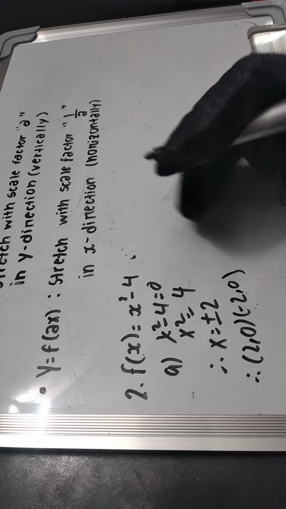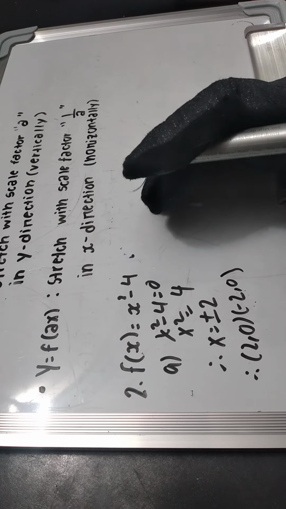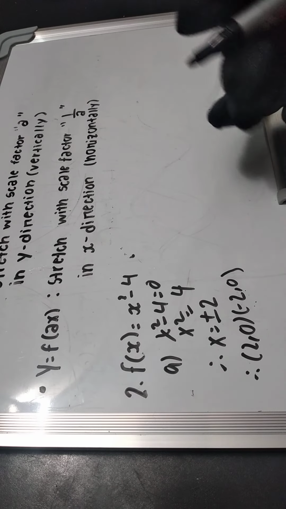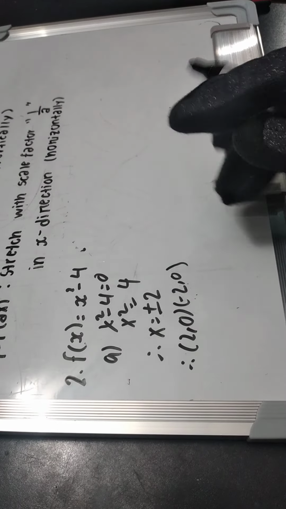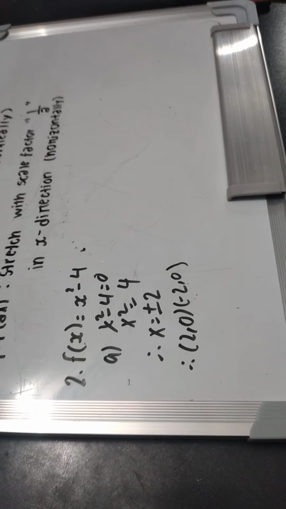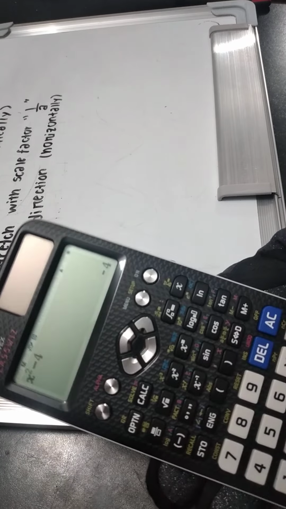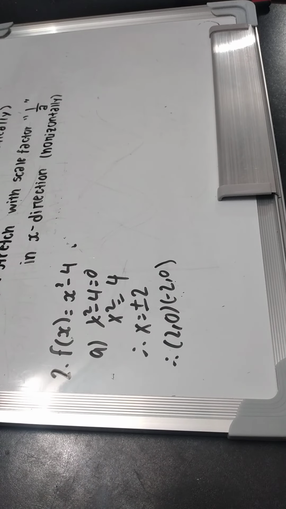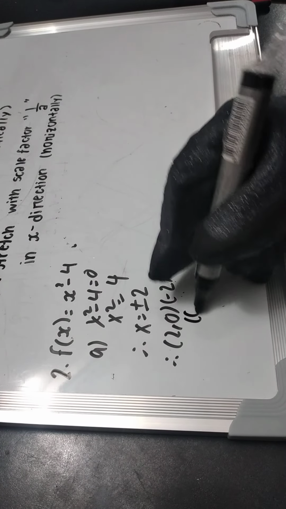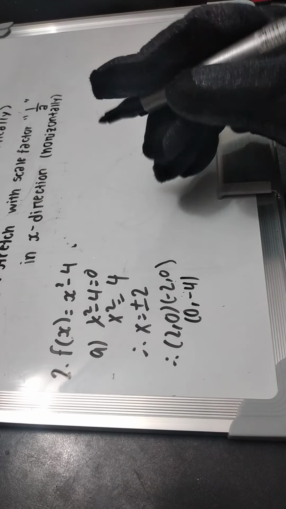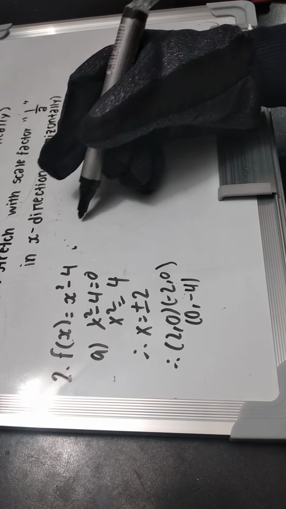Let's find out what y is when x is 0. That I'll do from the calculator. So if I put 0, y will be minus 4, so I got another coordinate, which is (0, -4). Now we can plot the graph.